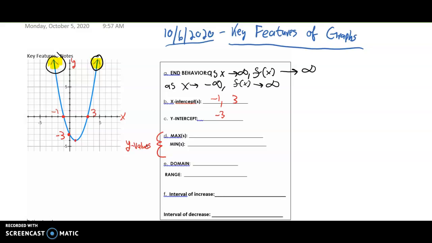Now, there actually is no maximum here because this curve will go up and on forever. So there's no hill, there's no hilltop like these, no maximum on this graph. So we put NA, which means not available or not applicable. However, I definitely see a minimum value right here. And we want to list the y value. The y value there is -3.